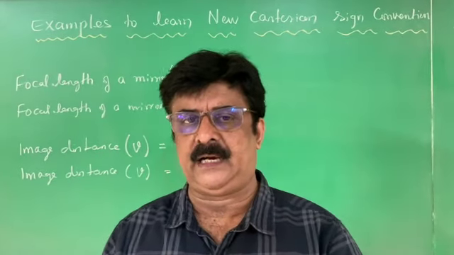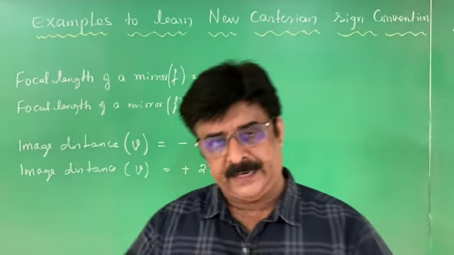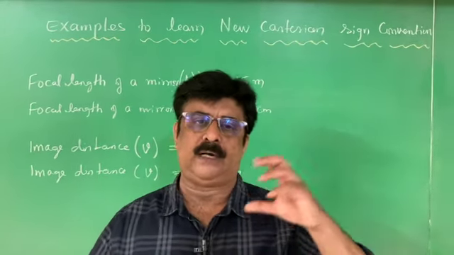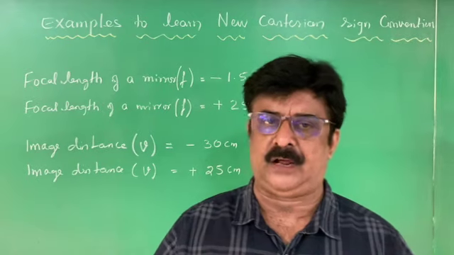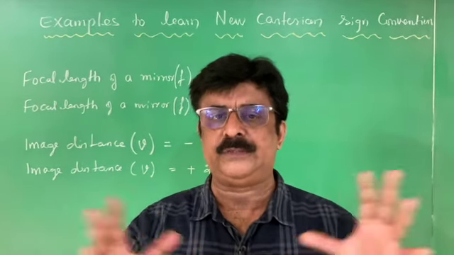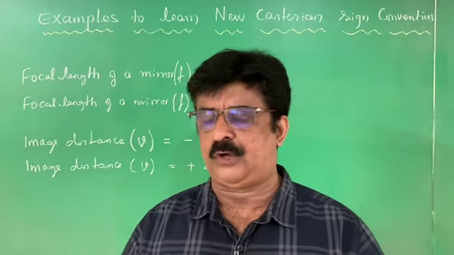Image distance divided by object distance. And we can have an equation related to the height of the object and what is known as the image distance or object distance. That is, h dash by h is equal to minus v by u. Using this formula, we are going to solve the problems.